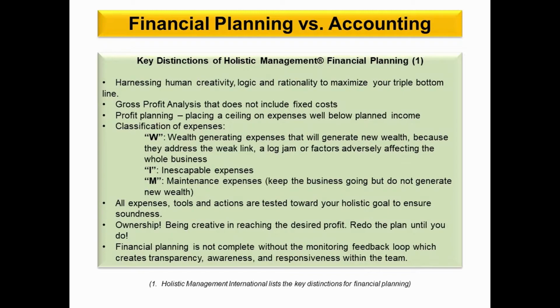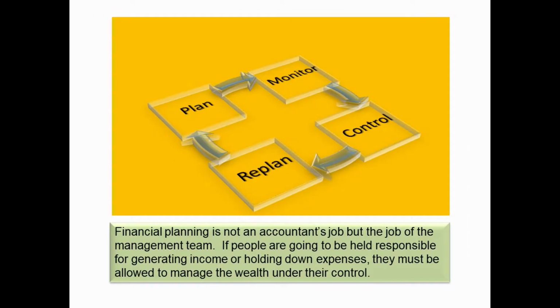Here is how Holistic Management International lists some of the key distinctions between financial planning versus accounting. Note, financial planning is not complete without the monitoring feedback loop, which creates transparency, awareness of where your money is going, and responsiveness within the team. Financial planning is not an accountant's job, but the job of the management team. If people are going to be held responsible for generating income or holding down expenses, they must be allowed to manage the wealth under their control.